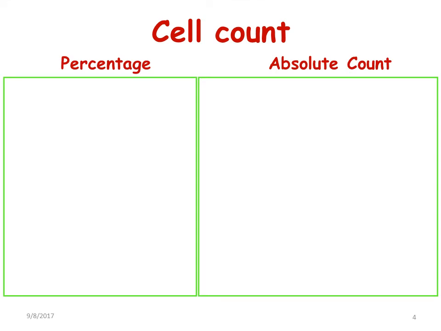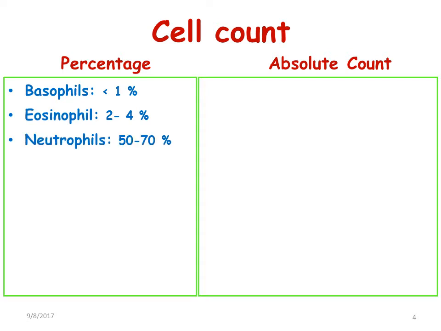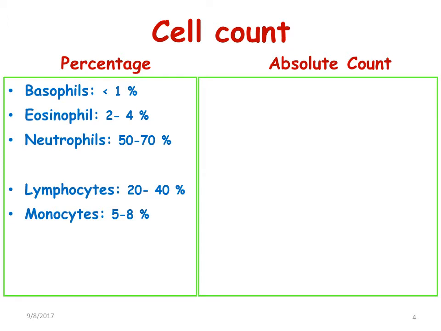Take a look at the cell count as a percentage distribution as well as the absolute count. Let's look at the first one, basophils. Basophils will be less than 1%, so the basophils are the least common cells which we encounter in the film. Eosinophils 2 to 4%, neutrophils 50 to 70%. This makes up the bulk of the white blood cells. Next is the lymphocytes 20 to 40% and the monocytes 5 to 8%.